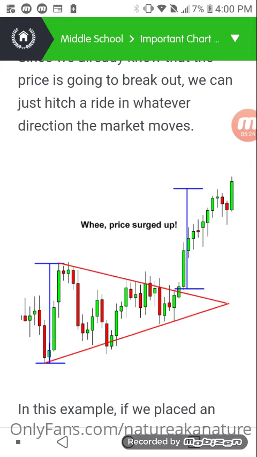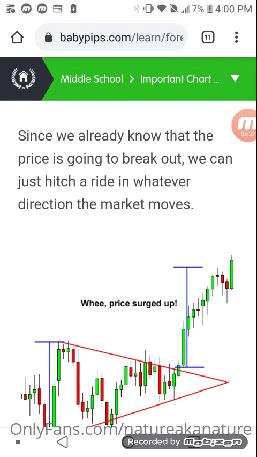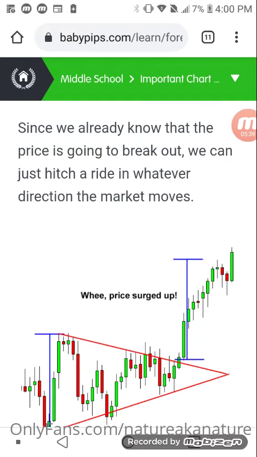Buy orders are literally, you could put a pending order in for a buy and a pending order in for a sell. That's what a buy order and a sell order is. Eventually, price does break out and move to the upside towards the uptrend. So we already know that price is going to break out. We can just catch a ride in whichever direction the market moves.